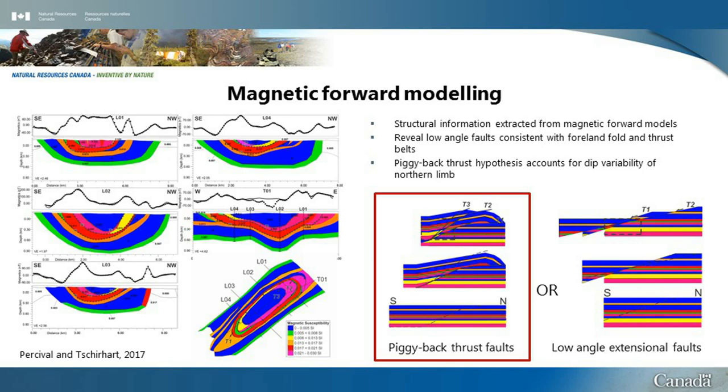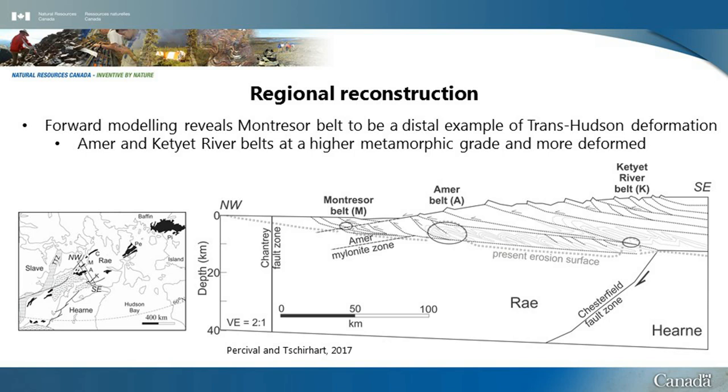So we took this information and kind of took a step backward to figure out what this meant with respect to the Trans-Hudson. So the Montresor seems to be a distal example of Trans-Hudson deformation. Similar supercrustal belts, such as the Amer and Kepjet, which are closer to the Trans-Hudson, are increasingly deformed and at a higher metamorphic grade. And because of the exposure, we wouldn't have been able to get this information without looking at the geophysics. The geologists couldn't map these features.